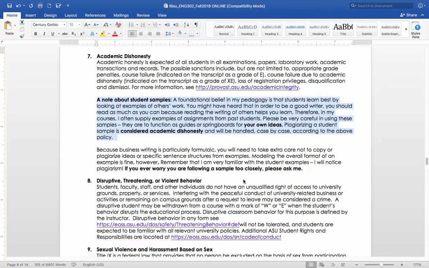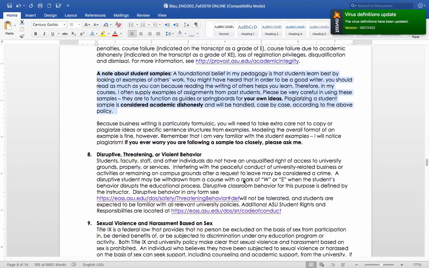And don't try to slide by, because I'm super familiar with the student samples. So I know them well. I posted them. Don't take a chance. If you're worried that you're following the sample too closely, just email it to me for review and I can take a look at it.